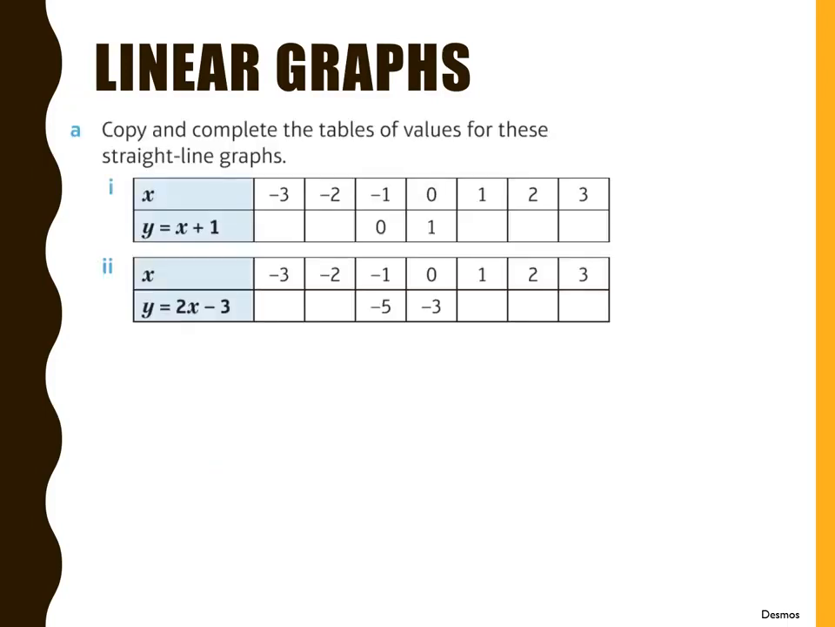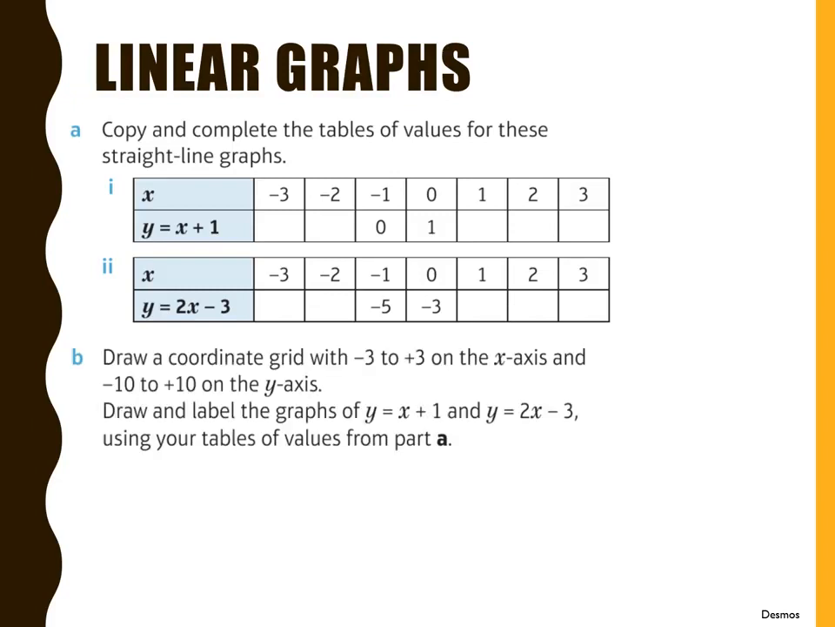Okay. I want you to complete this table. All you're doing is substituting the values of x in here to get your y value and then plotting your points. The coordinate grid should be between -3 to 3 on the x-axis, and I want you to use -10 to 10 on the y-axis. So draw and label the graph of y equals x plus 1 and y equals 2x minus 3.